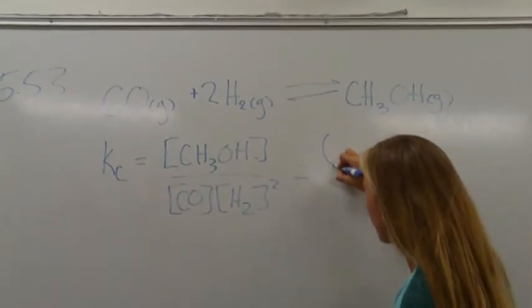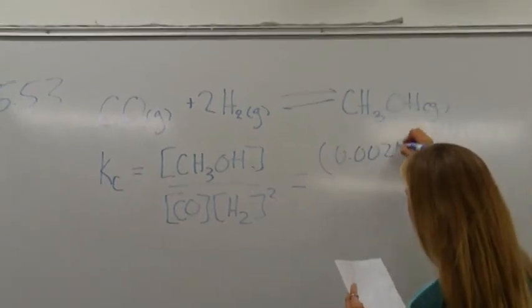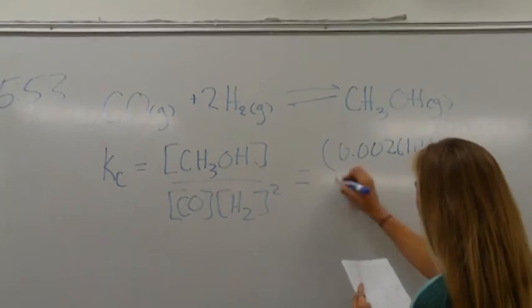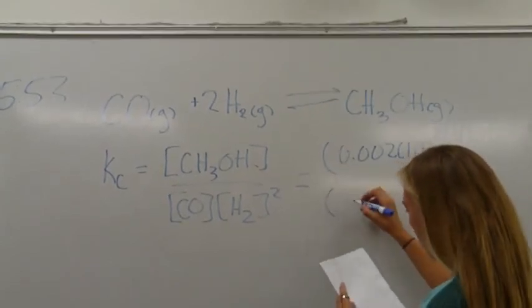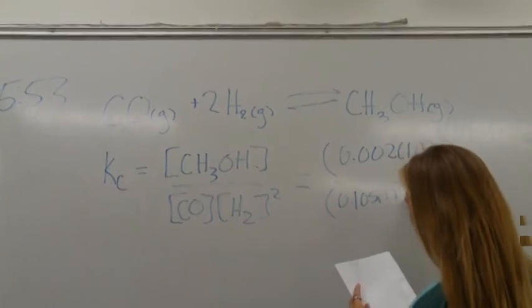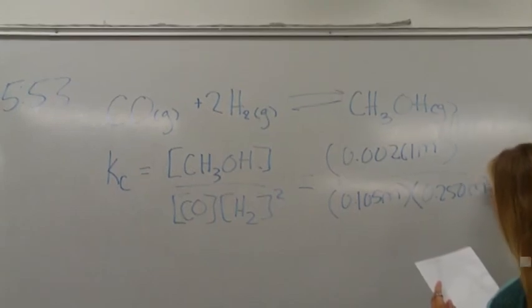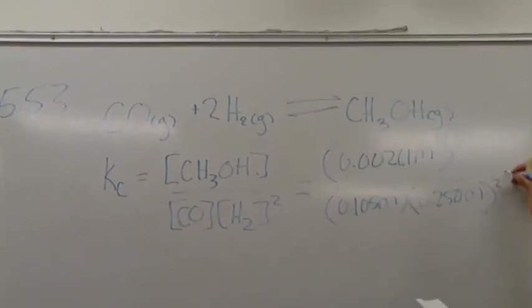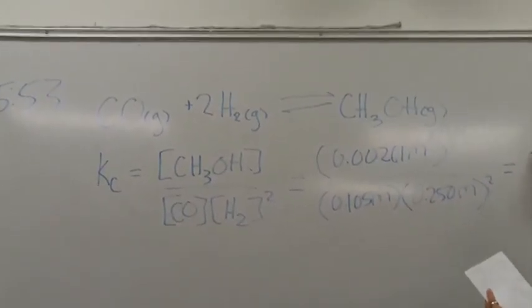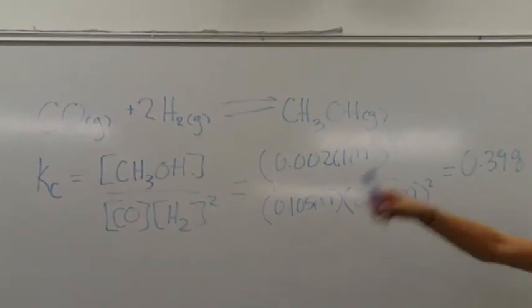So for methanol, we got 0.00261 molar. For carbon monoxide, we got 0.105 molar. For hydrogen, we got 0.250 molar. And we plug all that in. You get 0.398 for your value of Kc.